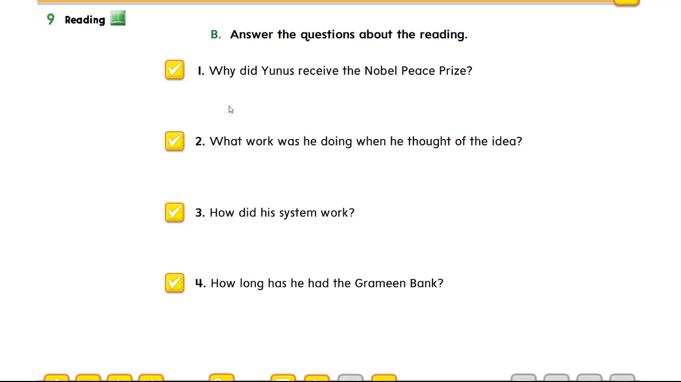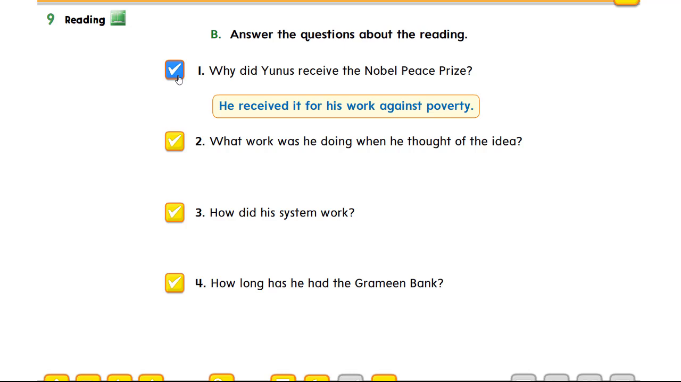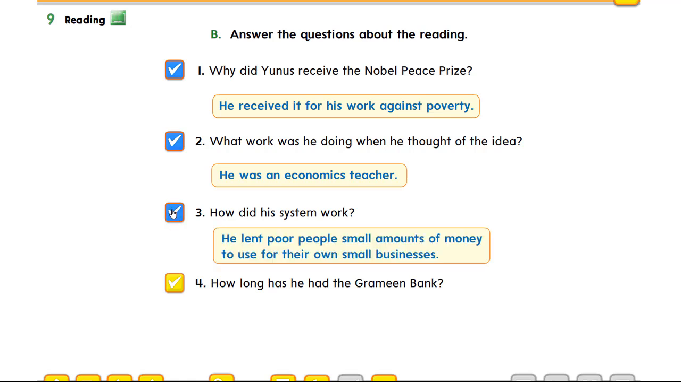B, answer the questions about the reading. 1. Why did Yunus receive the Nobel Peace Prize? He received it for his work against poverty. 2. What work was he doing when he thought of the idea? He was an economics teacher. 3. How did his system work? He lent poor people small amounts of money to use for their own small businesses.